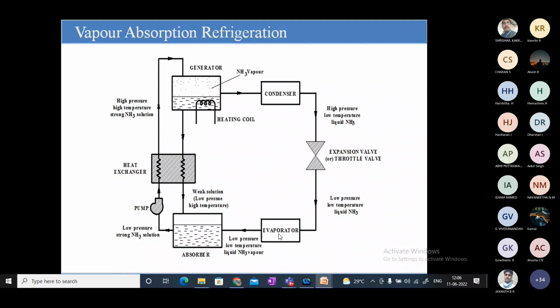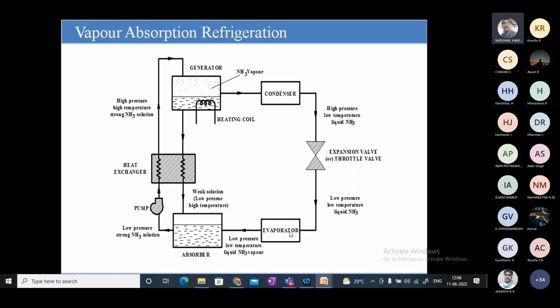The refrigerant which is entering the evaporator coil will be at low temperature, low pressure, liquid refrigerant. Now, when it enters the evaporator coils, while circulating in the evaporator coils, what happens? From this cabinet, the heat of this evaporator will be extracted or transferred to this refrigerant.